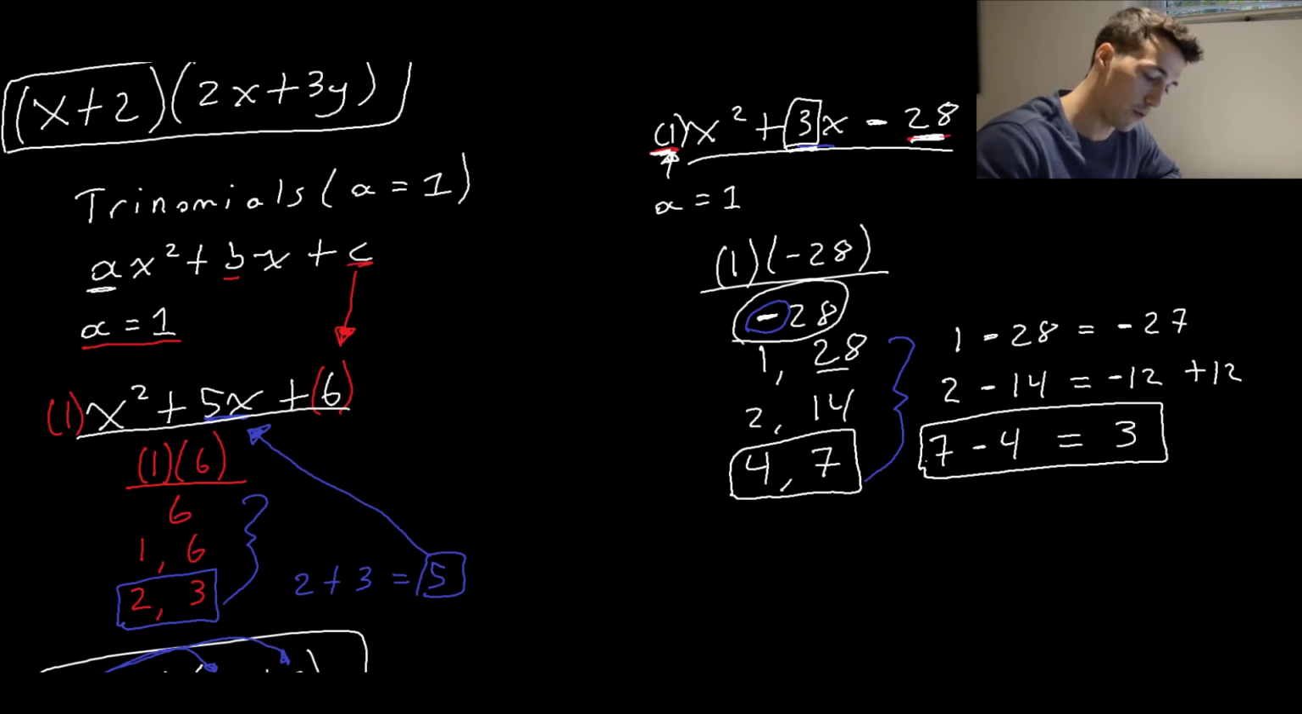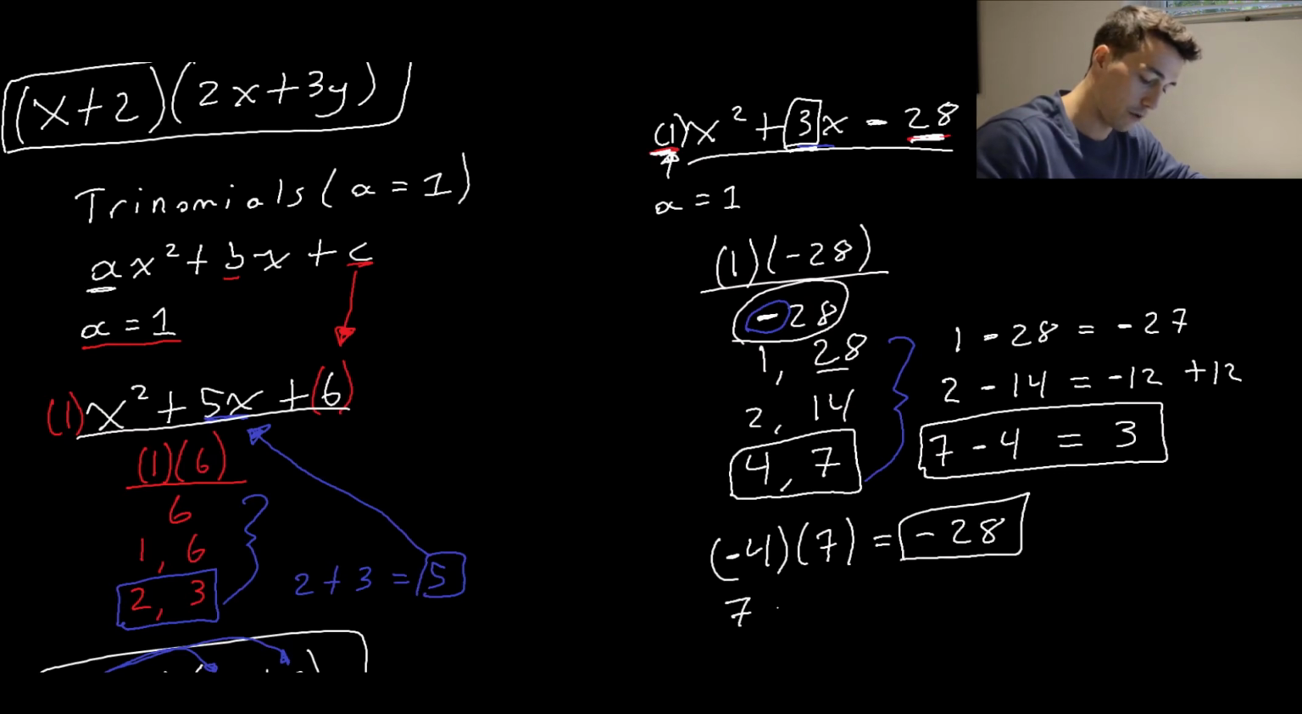And so this is satisfying the second criteria. The first criteria was that the product of the factors of negative 28 has to equal negative 28. So we have negative 4 times 7. That equals negative 28, which is what we were looking for. So that's good. And then also 7 minus 4 equals 3, and that's our middle term here.